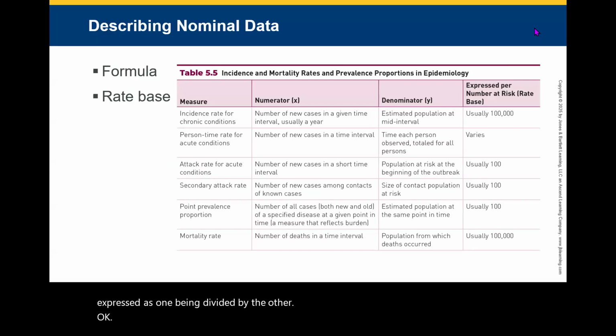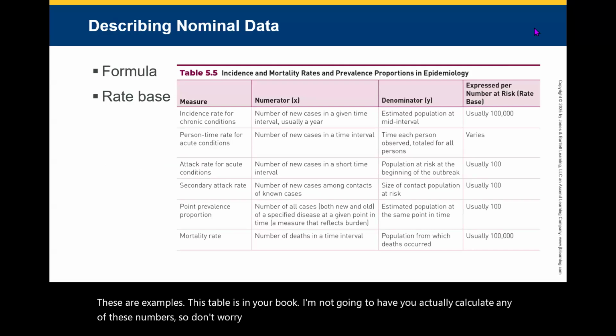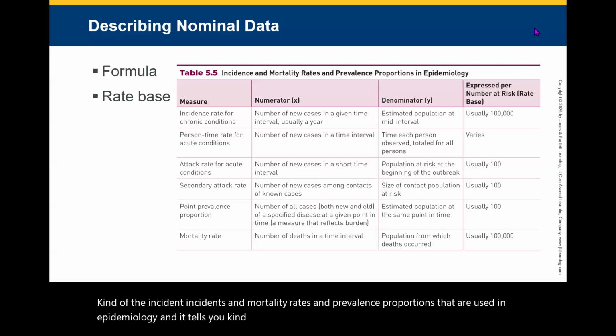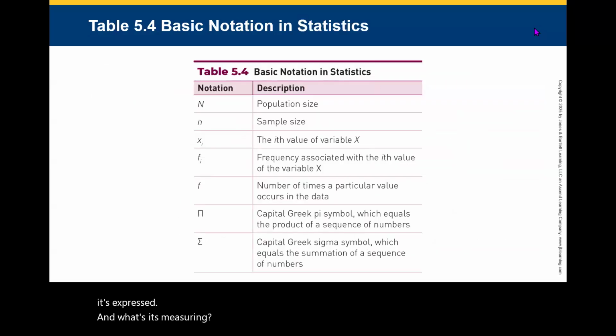These are examples. This table is in your book. I'm not going to have you actually calculate any of these numbers, so don't worry about that. But if you look at table 5.5, it gives you the incidence and mortality rates and prevalence proportions that are used in epidemiology. And it tells you what's in the numerator, what's in the denominator, how it's expressed, and what it's measuring. Okay. And these are some basic notations and statistics.